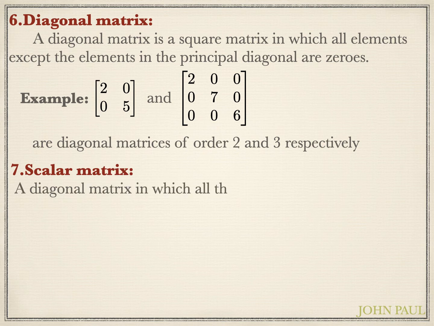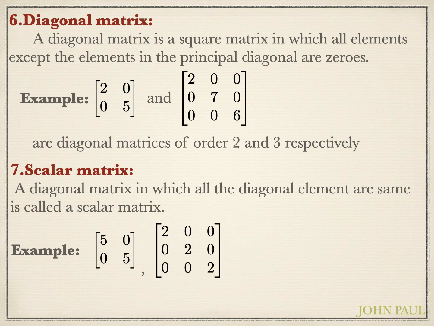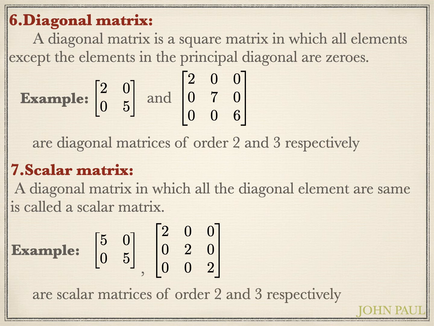Scalar matrix. A diagonal matrix in which all the diagonal elements are the same is called a scalar matrix. Example, first it should be a diagonal matrix, then all the values in the diagonal should be the same. Therefore, these are scalar matrices of order 2 and 3 respectively.